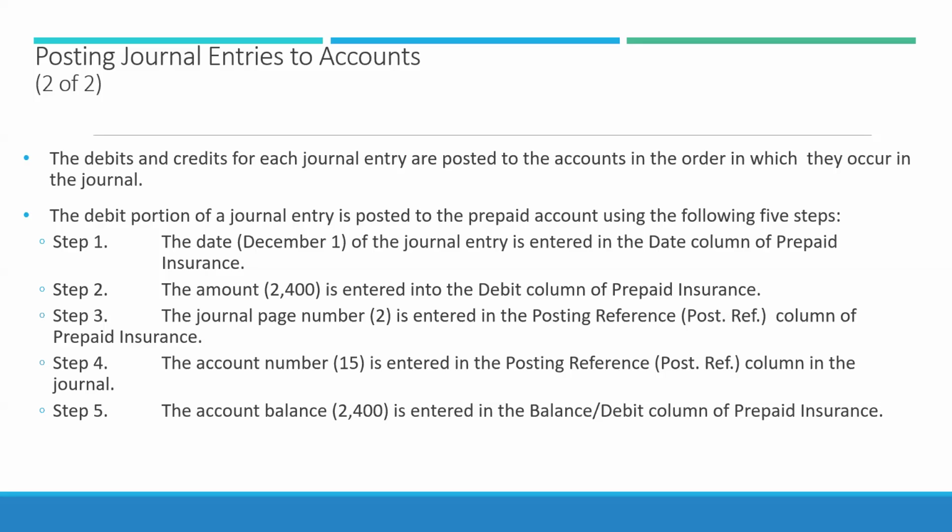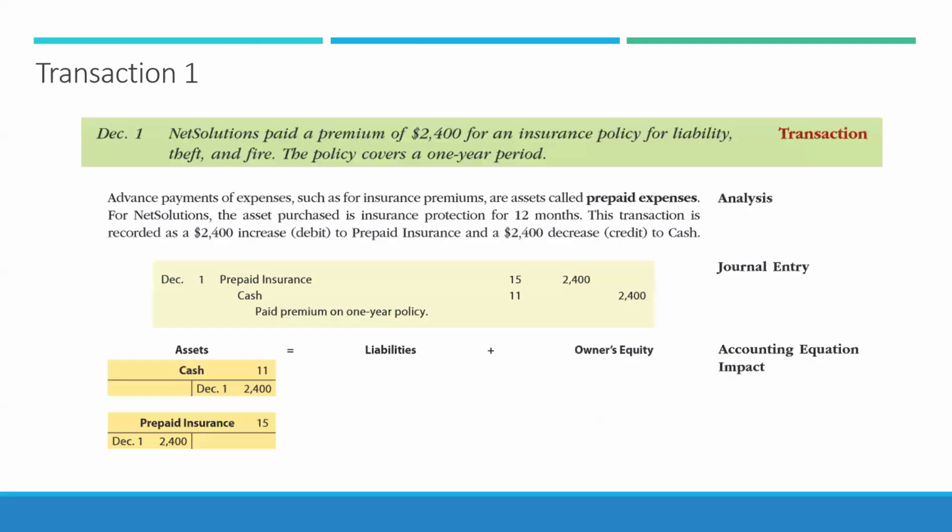The debits and credits for each journal entry are posted to the account in the order in which they occur in the journal. The debit portion of a journal entry is posted to the prepaid account by using the date, putting the amount in the debit column, and then we go and find the journal page number 2 is entered in the posting reference. Okay, do you see here, prepaid insurance, that account is account 15.